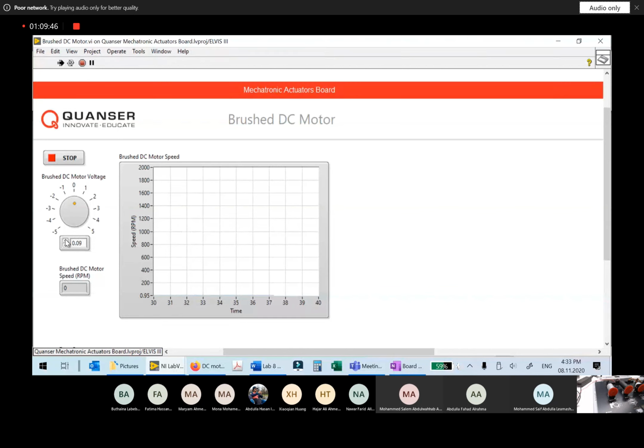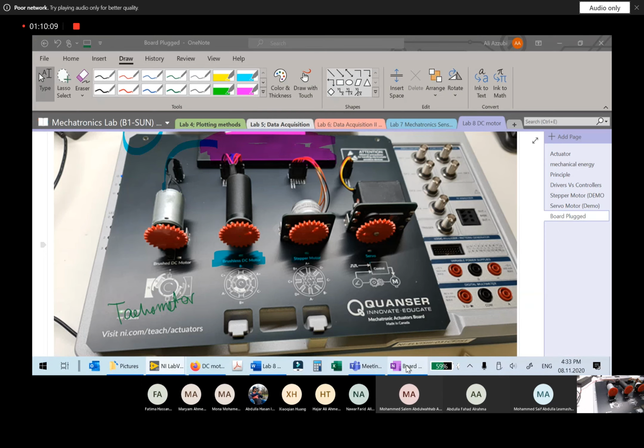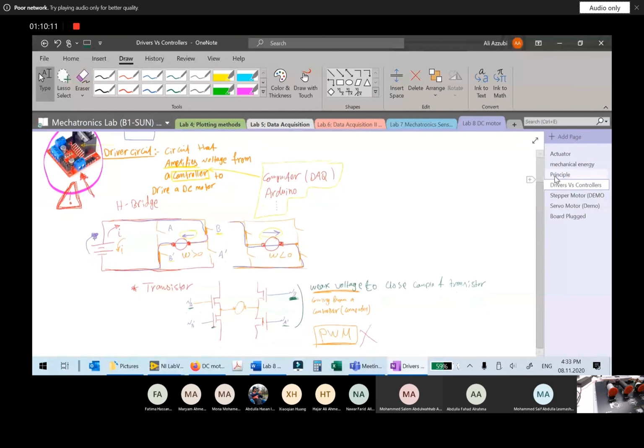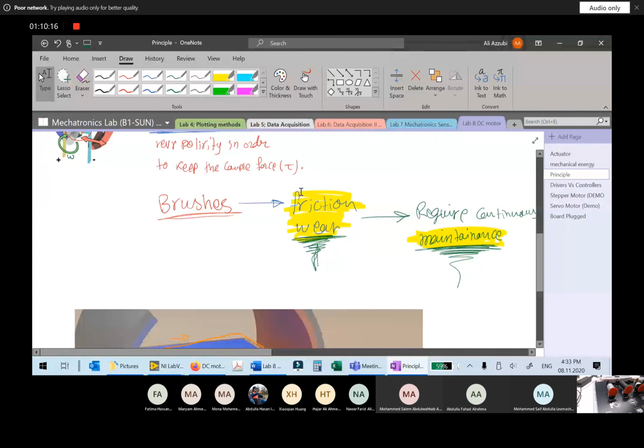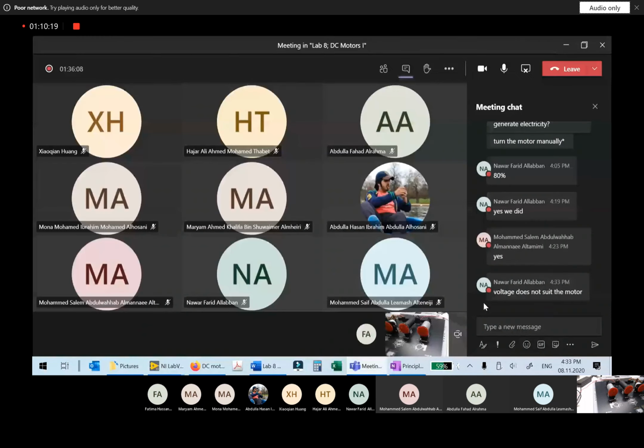Can anybody guess why? Here I'm applying a voltage to the motor, but it's not moving. So you have 0.15 volts, but no motion. Why is that? Who can guess? You remember this technical problem?